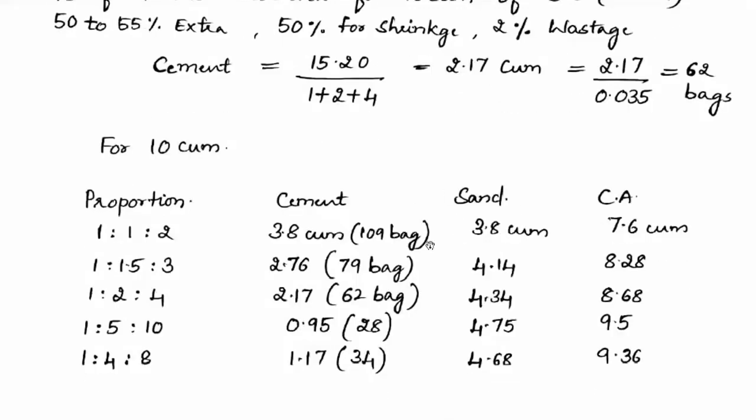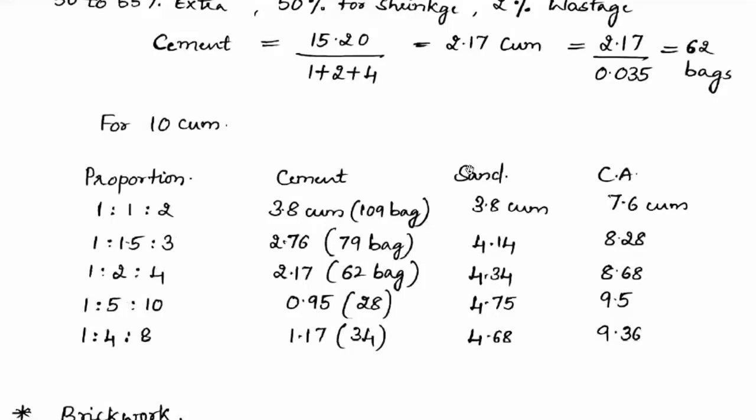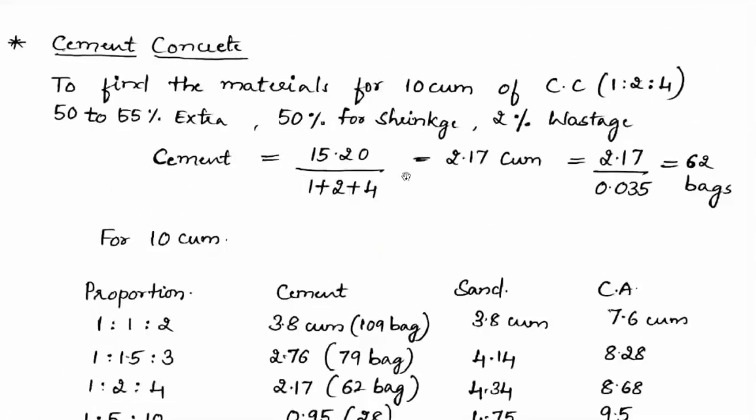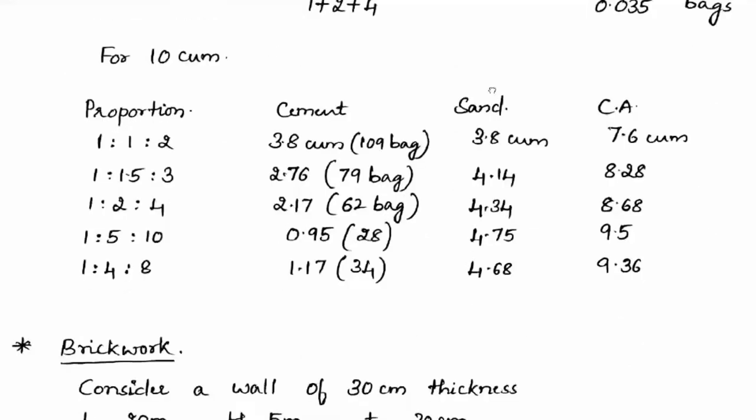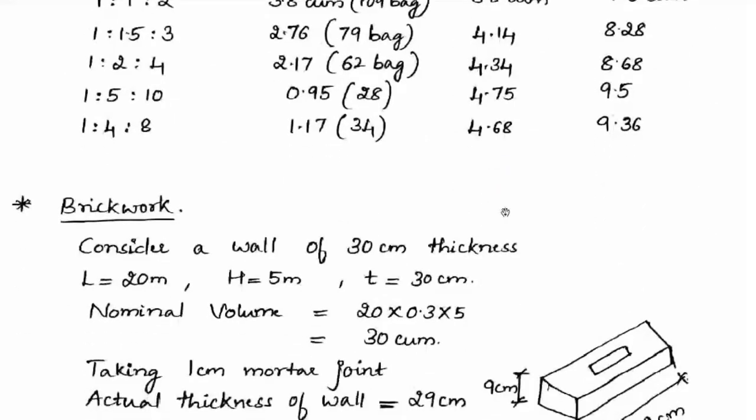In many interviews, they will tell you to calculate how much material is required. You calculate and tell. In that, you only have to calculate the volume divided by the proportion. Only this much you do, you will get the answer. You have to calculate cement, sand, aggregate. In this way you can do the calculation and tell them, right?